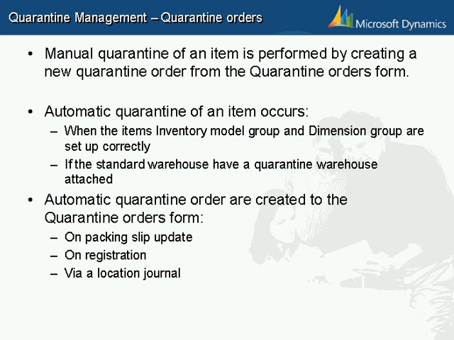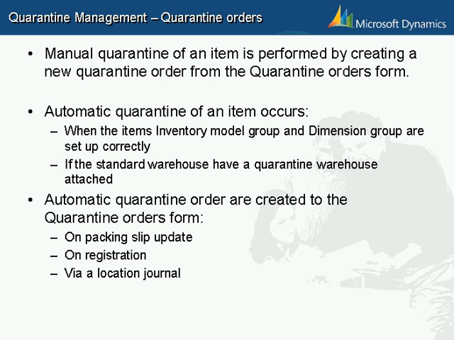Next, on registration, the item is placed in a quarantine warehouse, then registered in purchasing. For this option, the registration requirement must be established in the inventory module group. So you need to have the active option, registration requirement, in the inventory module group.